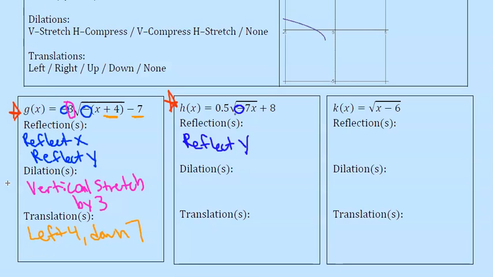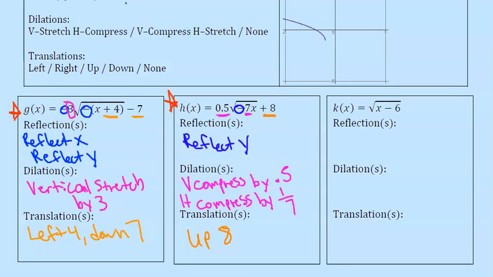And then for stretches and shrinks, we have a vertical compression by 0.5, and then we have a horizontal compression by the reciprocal of 7, which is 1 over 7. And then we have one translation. It goes up 8. Try the rest of the problems on this page, and then we'll move on to page 12.